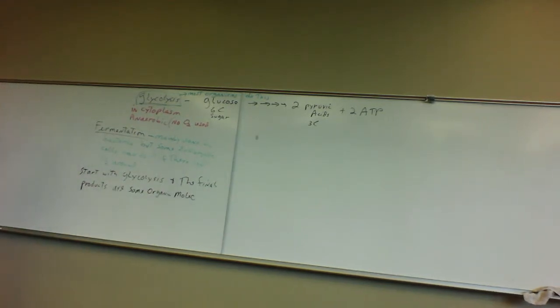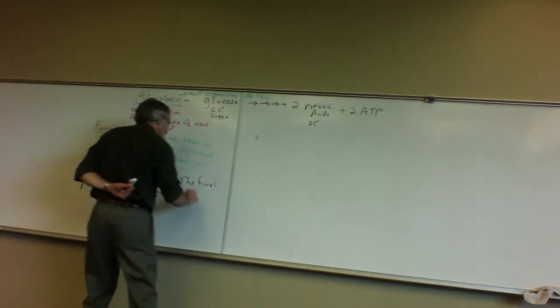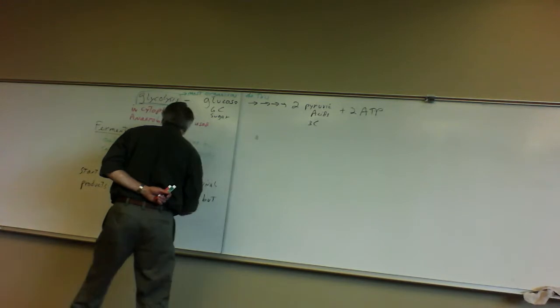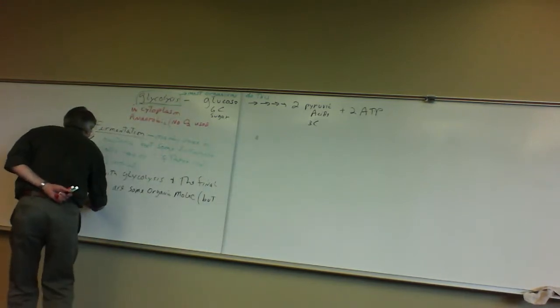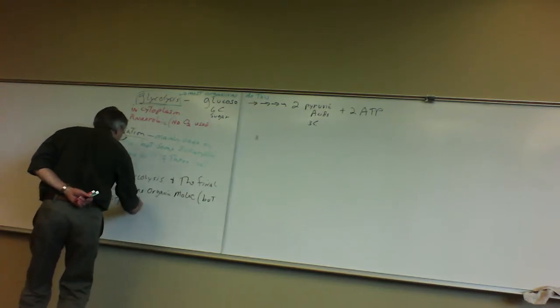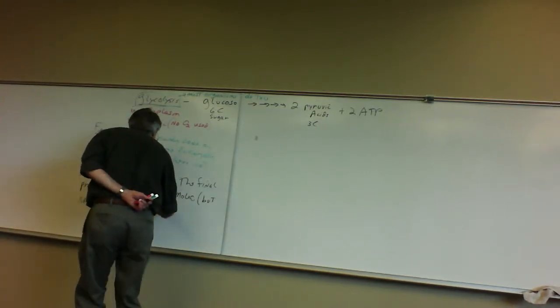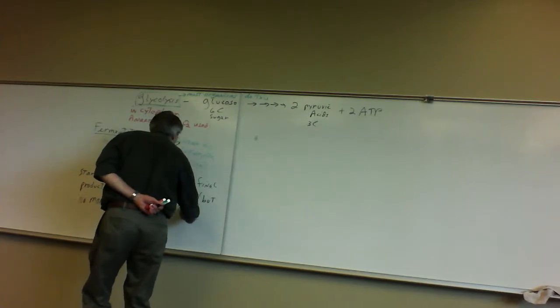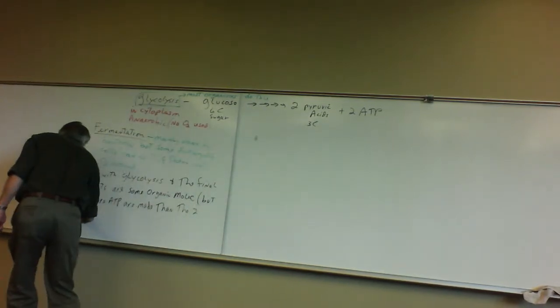Now wait, let me get your question before I go on. The ATP just transfers down. Yeah, when you see the ATP, just say, hey, I'm just putting that in the bank. Okay. But let's just continue. We start with glycolysis and the final products are some organic molecules, but no more ATP are made than the two already made in glycolysis.